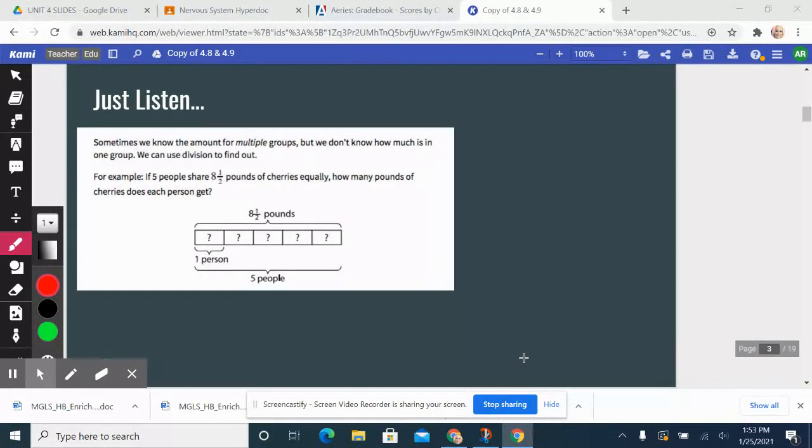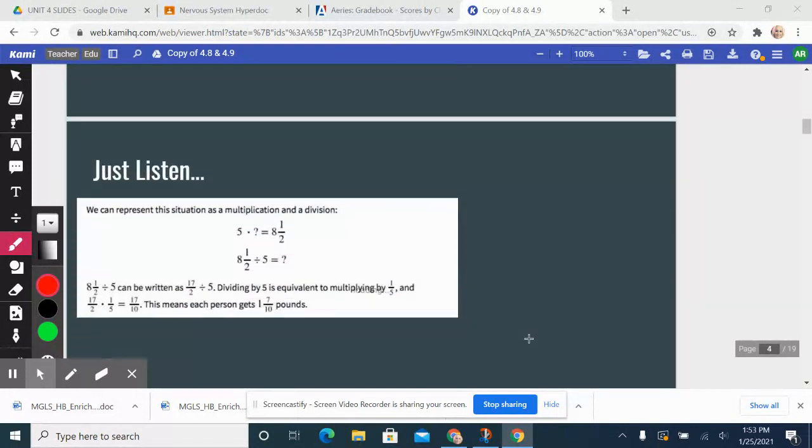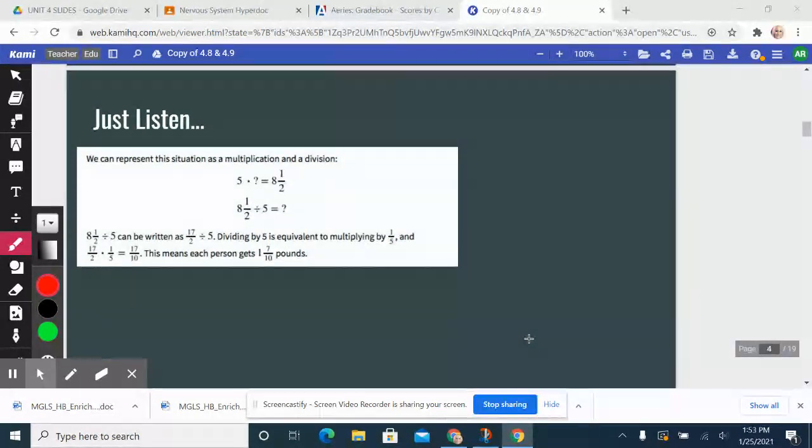Sometimes we know the amount of multiple groups, but we don't know how much is in one group. We can use division to find it. They give you an example. If 5 people share 8.5 pounds of cherries equally, how many pounds of cherries does each person get? They show a little tape diagram here. That's one way. This is the way that we'll be doing it.